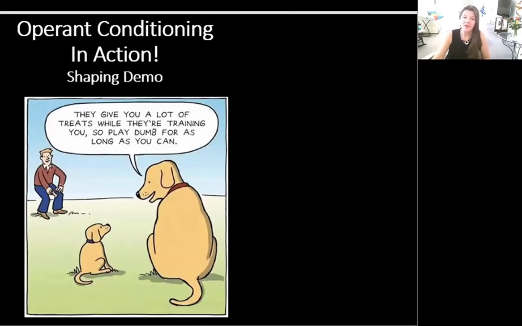So now I want you to visualize a demo we do in class to demonstrate the power of shaping. I'm going to talk about the most impressive one that we've done in real life. I want you to sit back and relax, put your pen or pencil down just for this example, and close your eyes if that really helps you to visualize this.